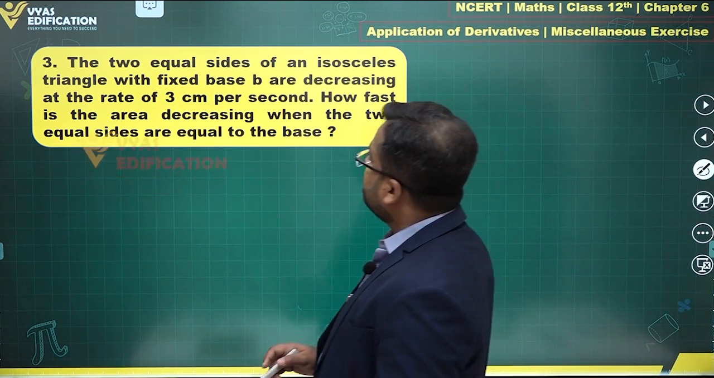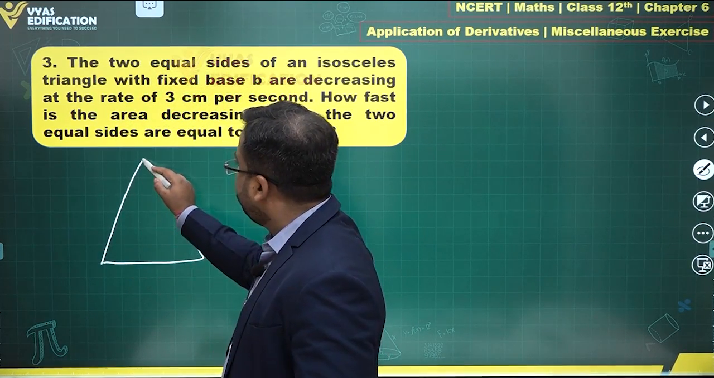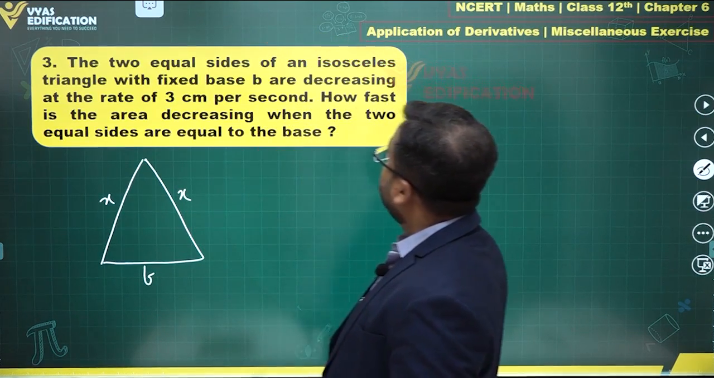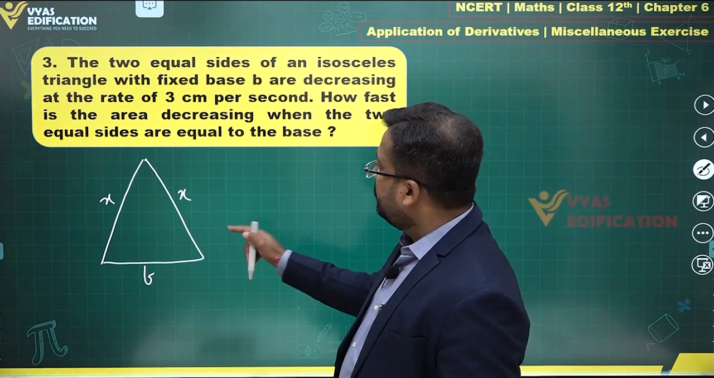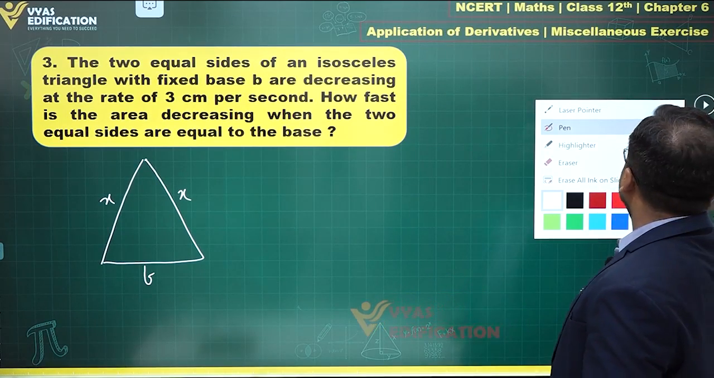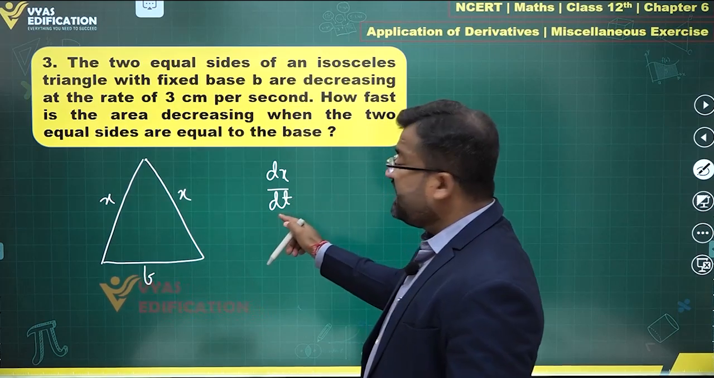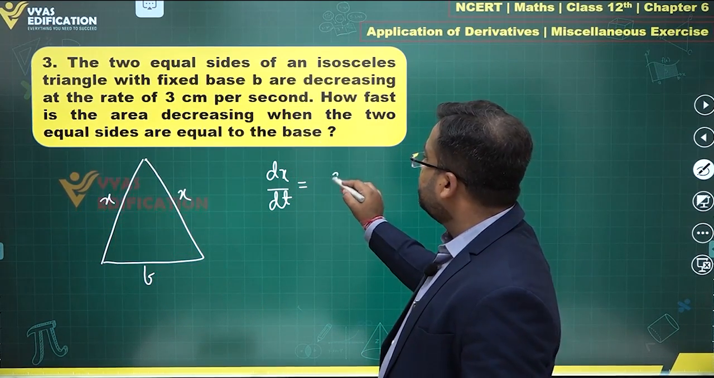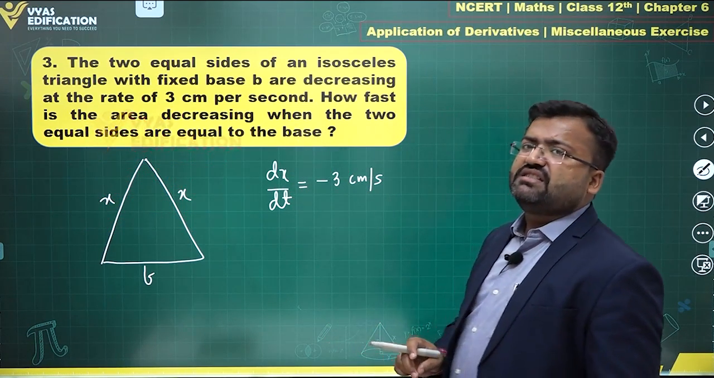Two equal sides of an isosceles triangle with fixed base b. We have an isosceles triangle like this. These are the two equal sides, let's call them x, and this is the base b. They are decreasing at the rate of 3 centimeter per second. So dx by dt with respect to time is 3 centimeter per second, but since it is decreasing, this will be minus 3 centimeter per second.